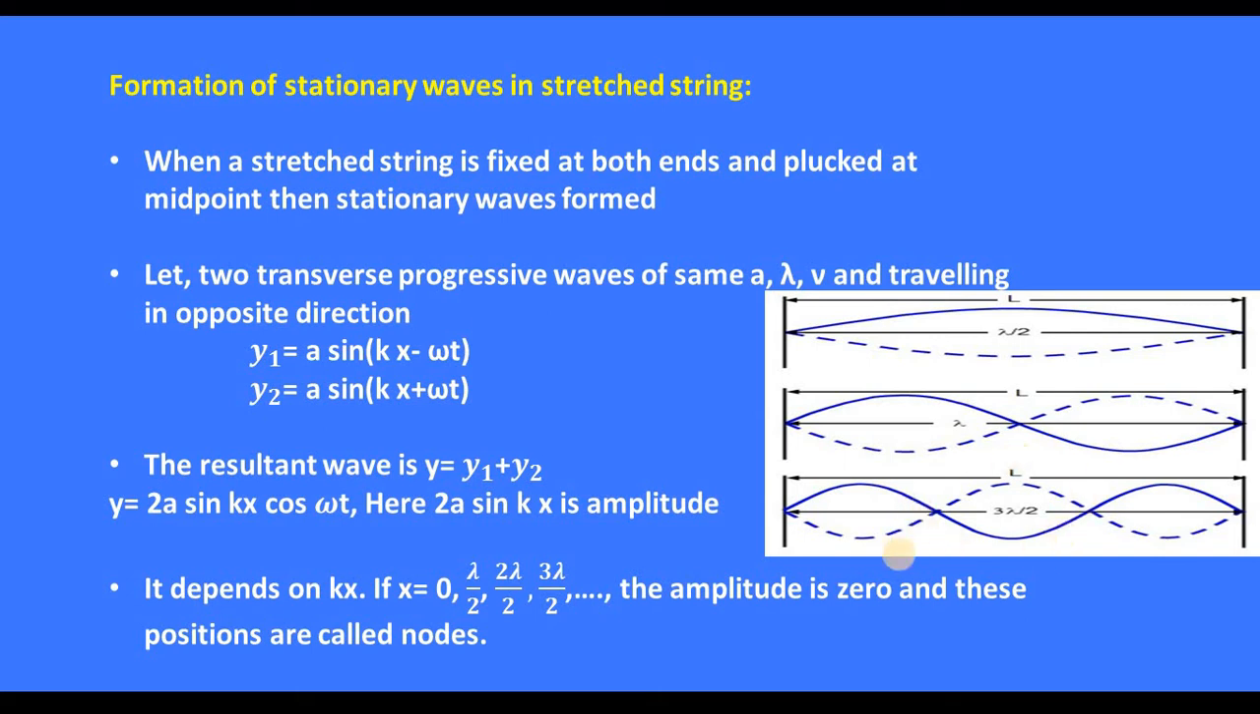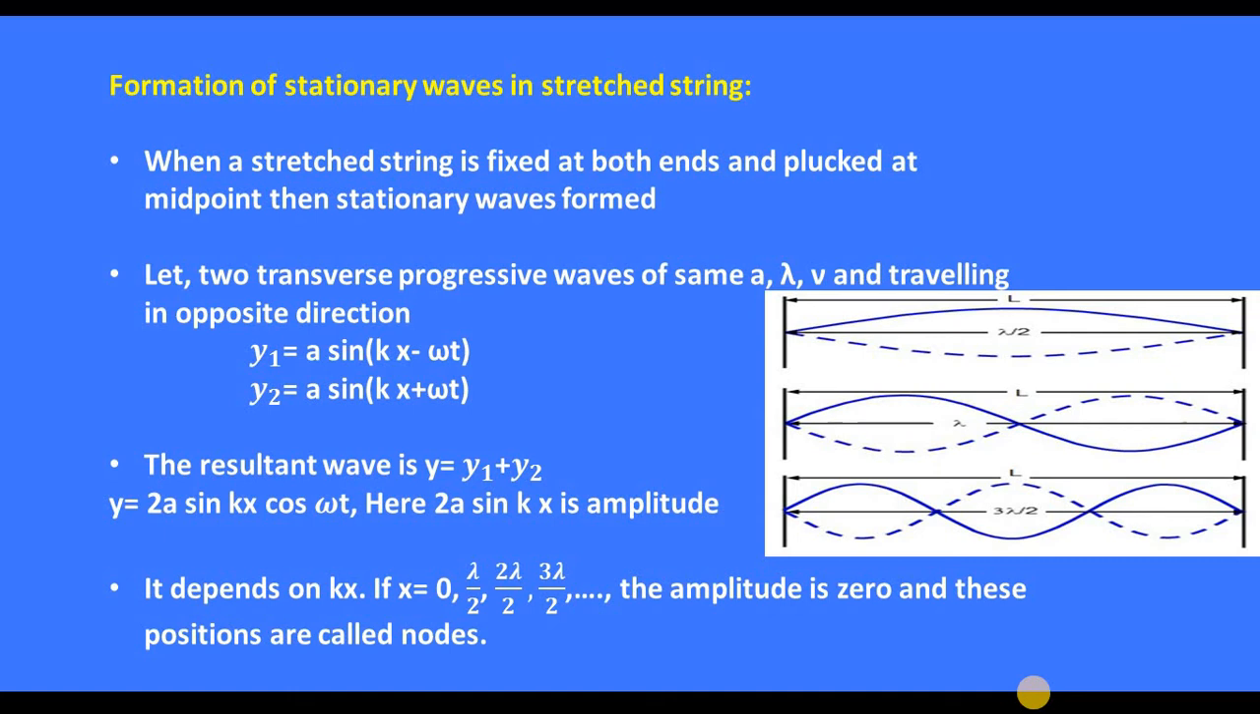Based on this diagrammatic representation, as we already said, the incident wave and reflected wave have the same amplitude, the same wavelength, and the same frequency. So let two transverse progressive waves of the same amplitude, wavelength and frequency travel in opposite directions. One wave is y1 equals a sin of kx minus omega t. The next one is y2 equals a sin of kx plus omega t, because both are traveling in opposite directions. Then the resultant wave is y equals y1 plus y2.